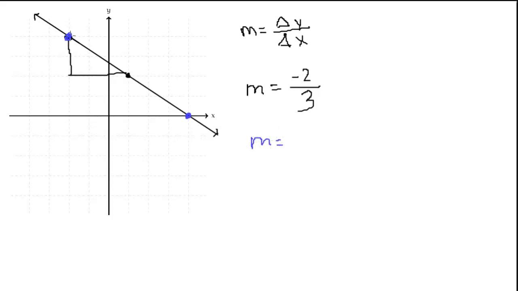So we want to go from here to here. We go down 1, 2, 3, 4 spaces. That's -4. And then we want to go over 1, 2, 3, 4, 5, 6 spaces, -4 over 6. And again, these numbers might look different, but if you reduce -4 over 6, you get -2 over 3. So in fact, the slope is the same.